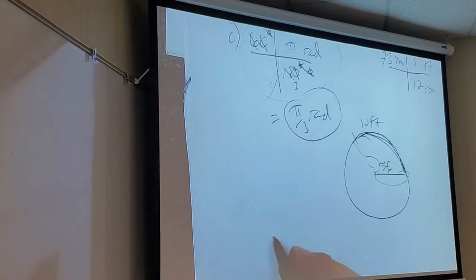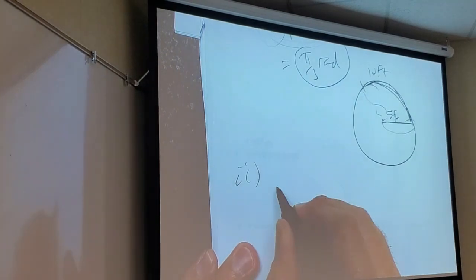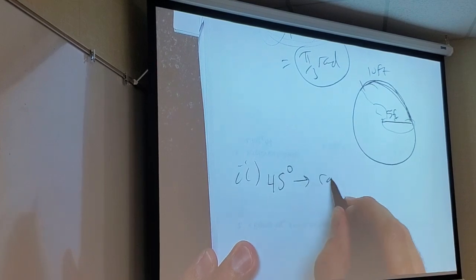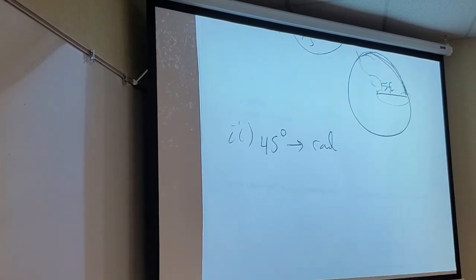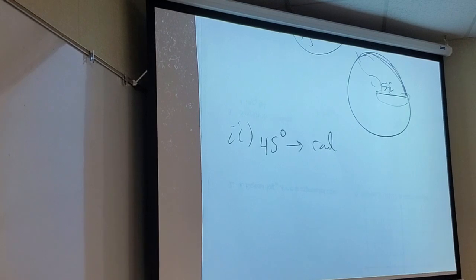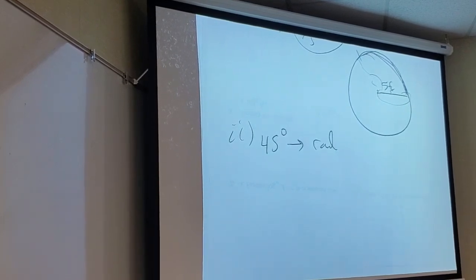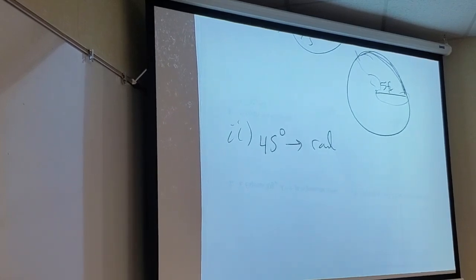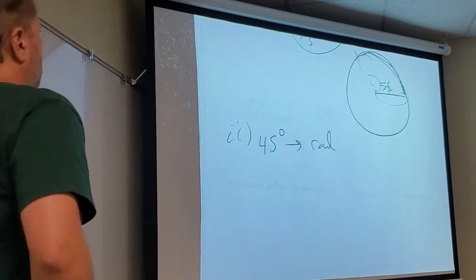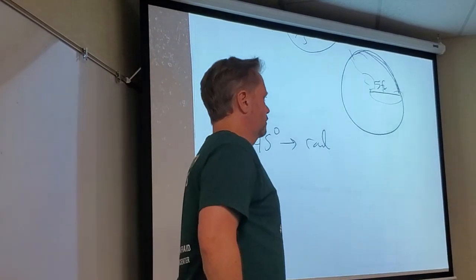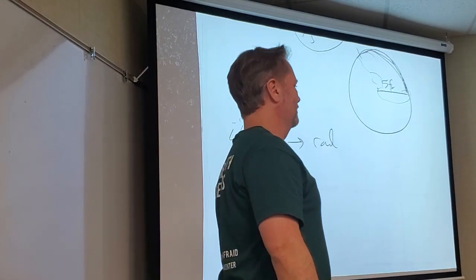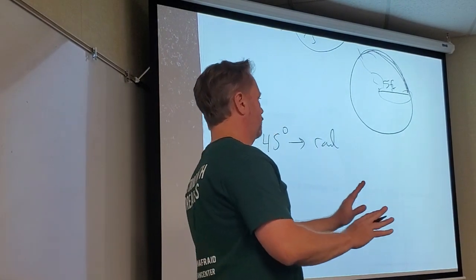So let's do another problem. Nice concrete problem. So you guys do this one. 45 degrees. Convert that to radians. Well, 45 is an eighth of a circle. Oh, I see. Yeah. So it'd be 5 over 4. Sure. You're good. It's a beautiful way to look at it. I love it.